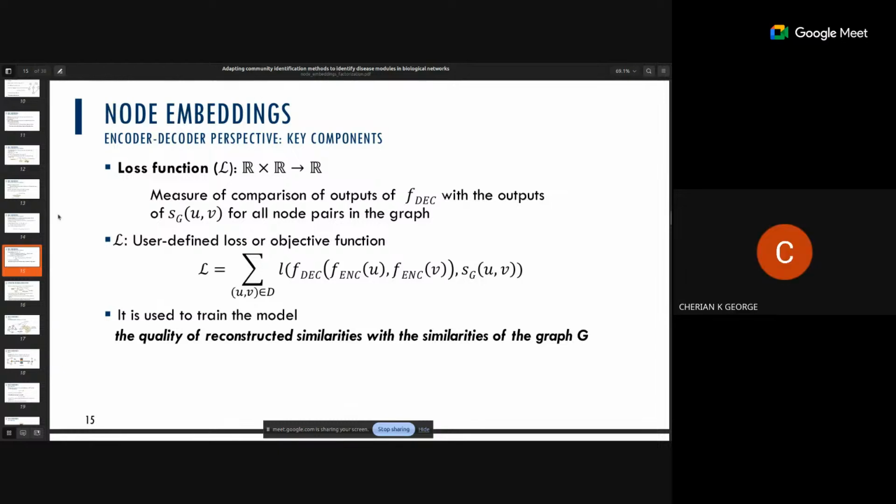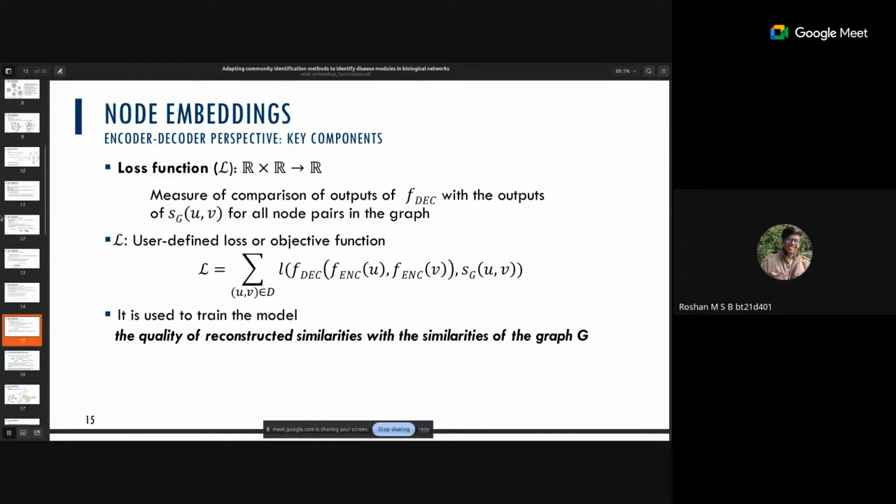Could you explain this once more, please? Okay, so the encoder takes in the node or node ID as input and outputs a d-dimensional vector. That is what this part is. Okay, that is clear, right? Yes. Okay, so you also have a similarity score that also takes in two node IDs as input.